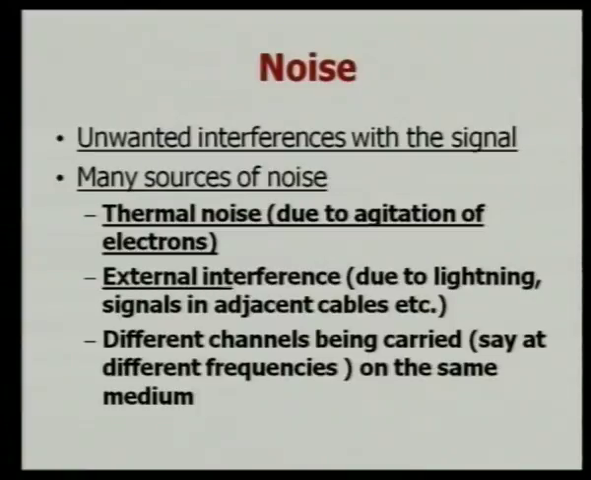Other than this, there could be some external interferences. Now external interferences can happen due to things like lightning, signals in adjacent cables. You may have a group of cables that are tied together for carrying lots of data. So when that happens, signals in adjacent cables can interfere with one another. When that happens, naturally there will be some interference.